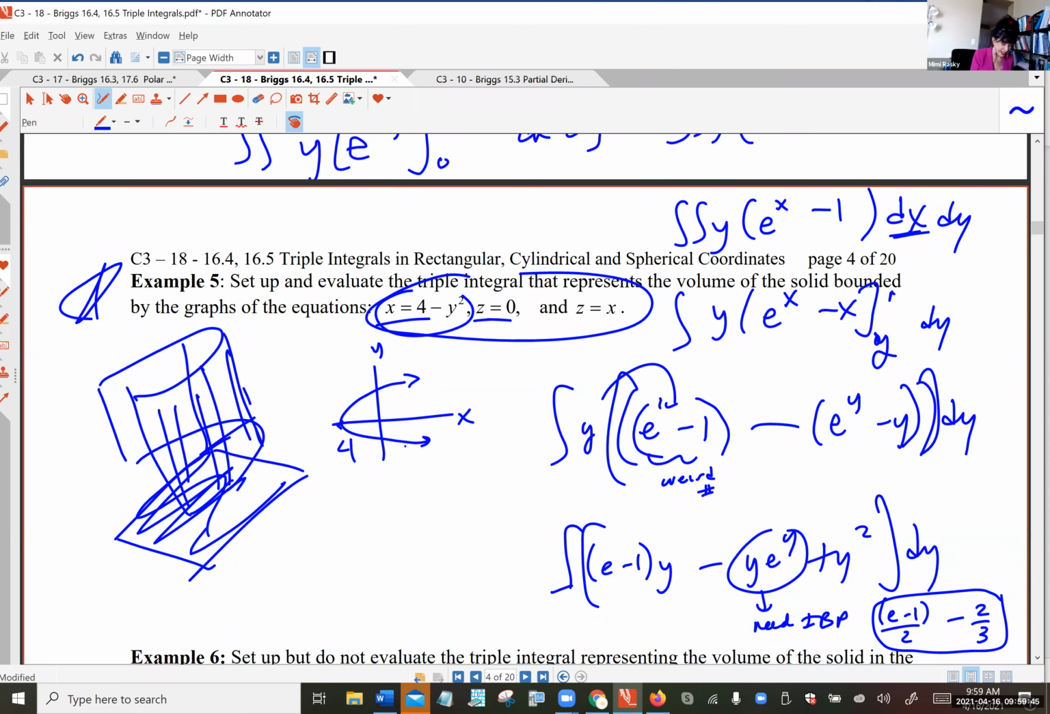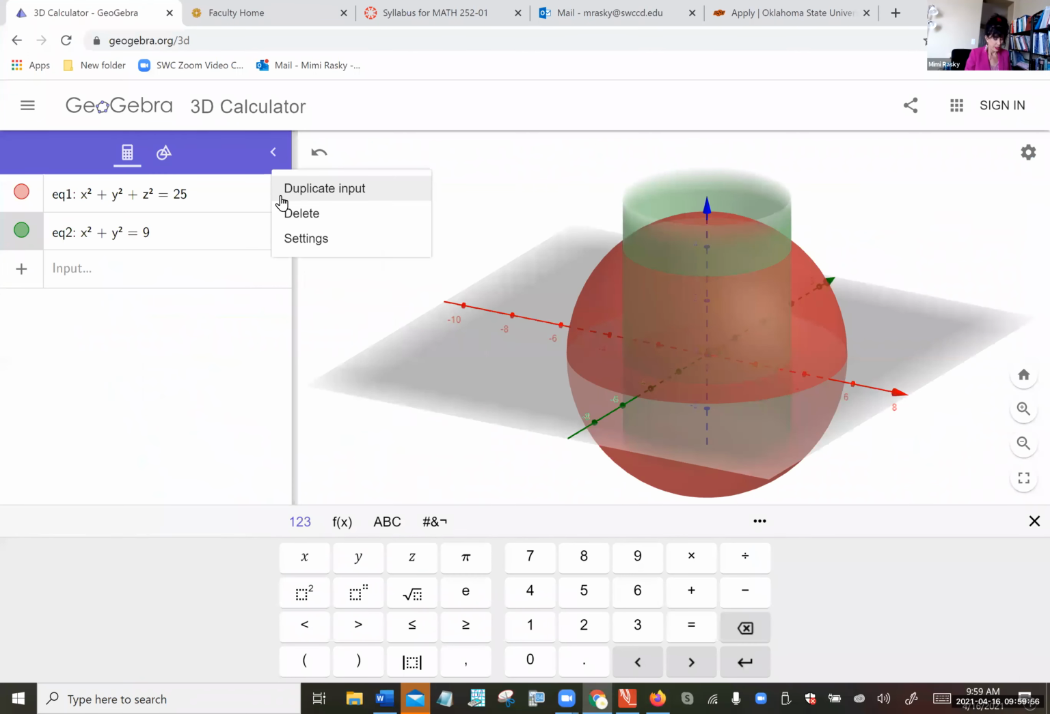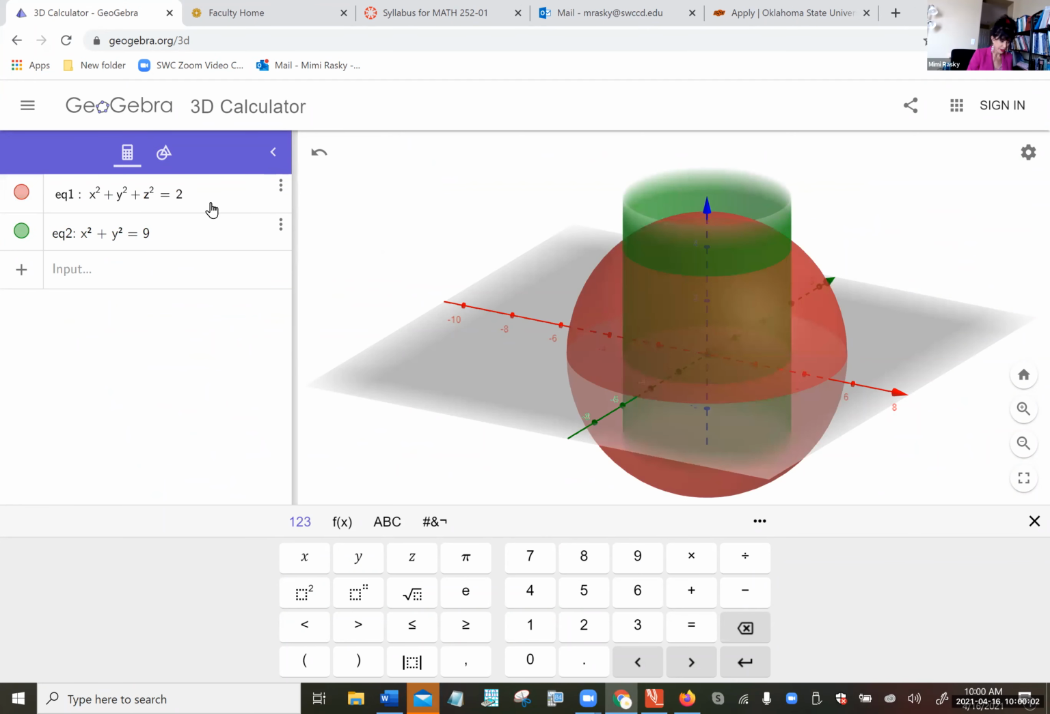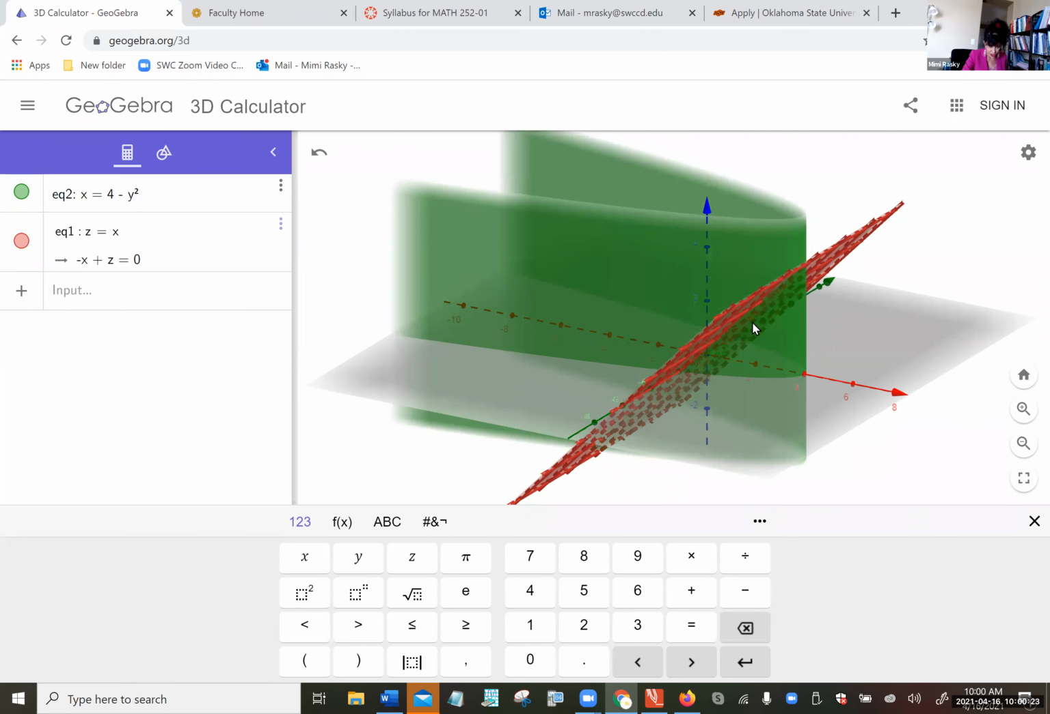Oh, good God. And then z equals x is a plane that, oh boy, that's going to be, you know what, GeoGebra might be a good idea right now. Screw it. This gets really tricky. So I'm going to go z equals x, graph it. And then this one, x equals 4 minus y squared. Okay, let's hit it.